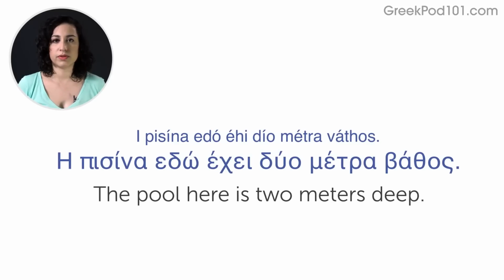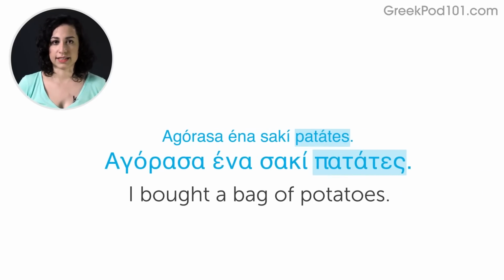Here are some more sample sentences. Η πισίνα εδώ έχει 2 μέτρα βάθος. The pool here is 2 meters deep. Αγόρασα ένα σακί πατάτες. I bought a bag of potatoes. Finally, we use the accusative case after certain prepositions.